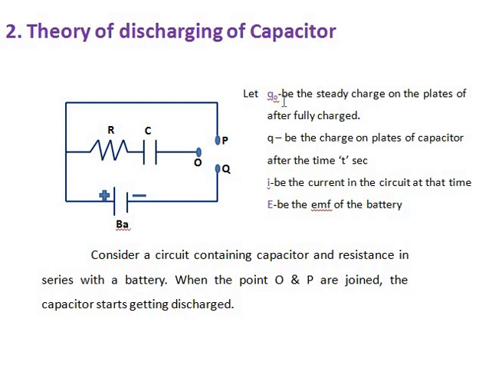Let Q naught be the steady charge on the plates after fully charged. Q be the charge on the plates of the capacitor after the time interval t seconds. I be the current in the circuit at that time, and E be the EMF of the battery. Consider a circuit containing a capacitor and resistor in series with the battery. When the points O and P are joined, the capacitor starts getting discharged.